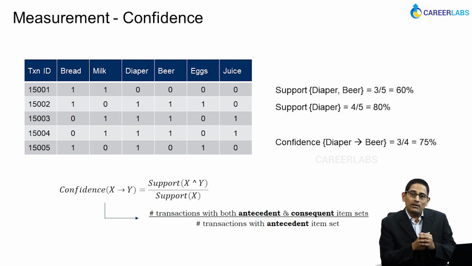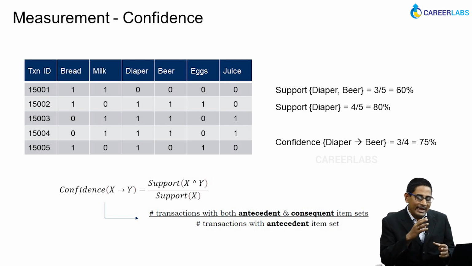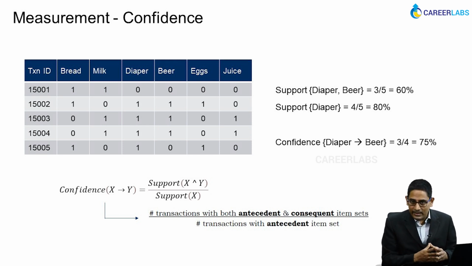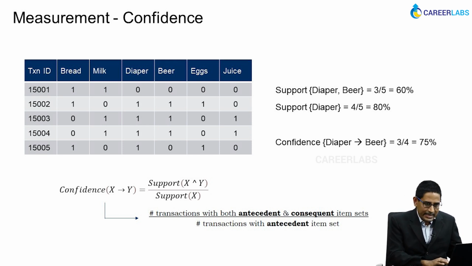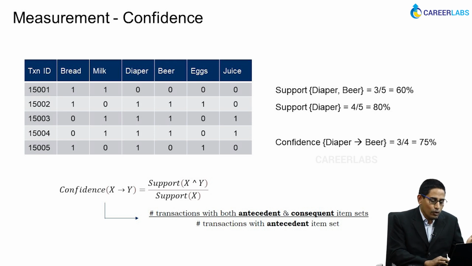Then we move on to something called as confidence. What do we mean by confidence? Confidence of X to Y is essentially interpreted as support of X intersection Y divided by support of X. And this is nothing but the transactions with both antecedent and consequent item sets divided by the transactions with the antecedent item set, right? So here, if we take the similar example, support of diaper to beer is already computed as 60%, support of diaper is 80%, and then confidence of diaper to beer is 60% upon 80%, that's 75%. So that's how we understand the measure of confidence.